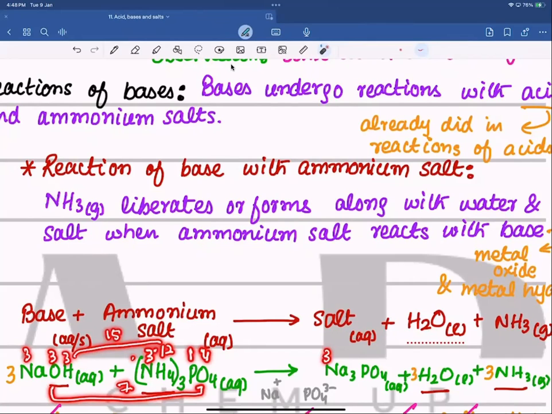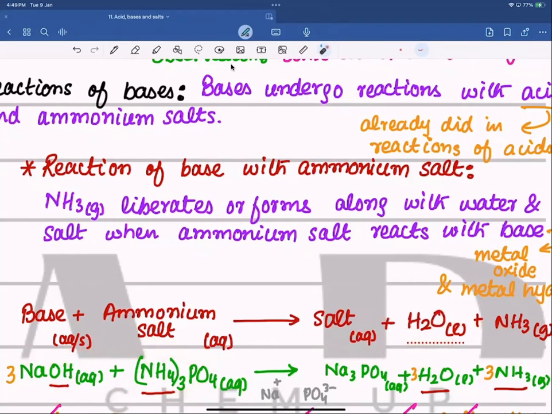So we have 3 sodium, 1 phosphorus, 4 oxygen, 6 hydrogen, 3 oxygen. So 4 plus 3, 7 oxygens, 3 nitrogen, and 3 threes are 9. 9 and 6 makes it 15. So there are 15 hydrogens on both sides, 3 nitrogen on both sides, 7 oxygens on both sides, 1 phosphorus on both sides, and 3 sodium on both sides. So the equation is balanced now.